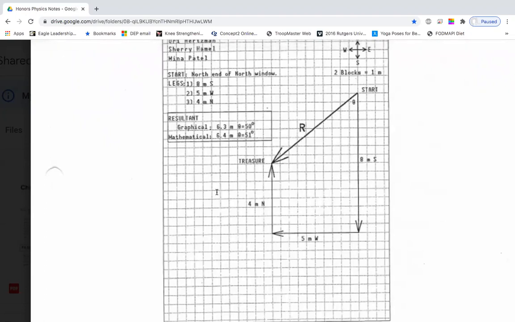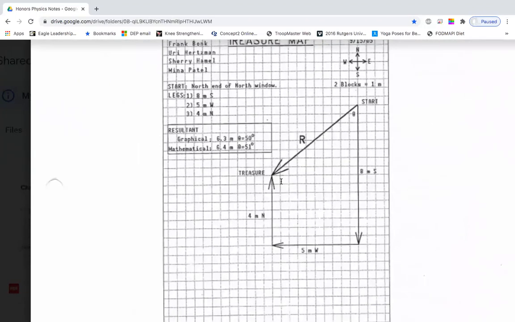You could use a ruler or another sheet of graph paper as a ruler to measure how many blocks. You're using a scale here. And these numbers should be close to each other. They're certainly not going to be exactly the same because you're measuring on the paper versus calculating, and nothing's perfect.